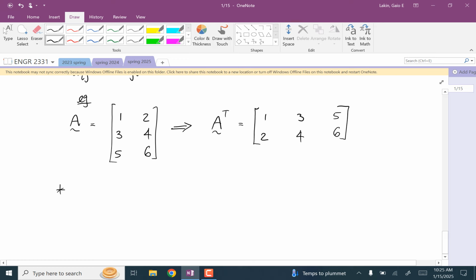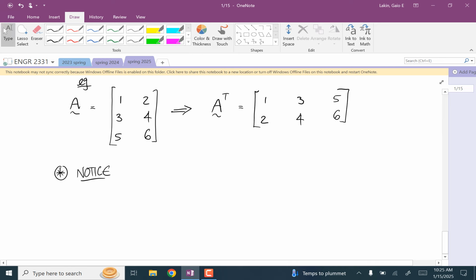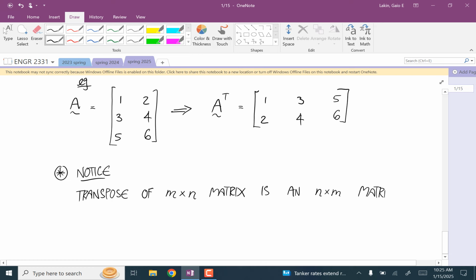So one thing to notice is that the transpose of an M by N matrix is an N by M matrix.